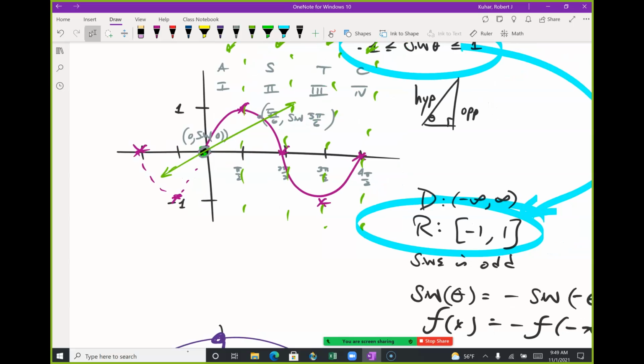And this is a pretty typical problem in Calc 1. So it's good for us to be able to do it now, because if we could do it now, we'll impress the hell out of our Calc 1 teachers.